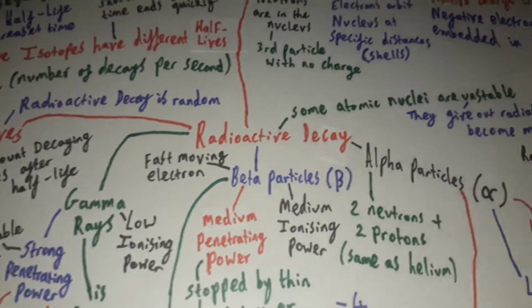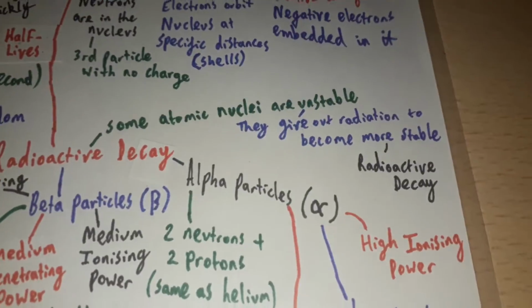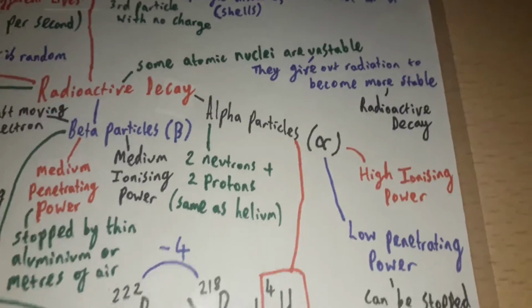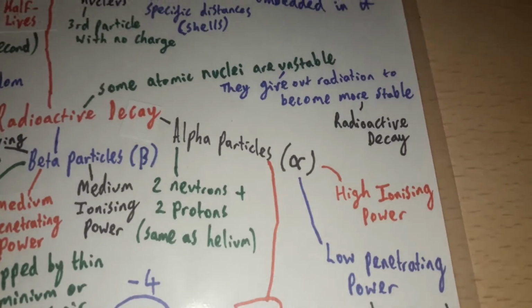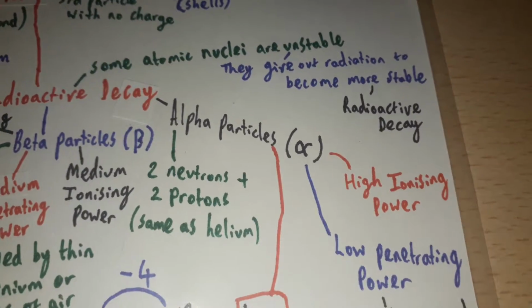There's 3 different types, but first let's look at alpha particles. Alpha particles have a high ionizing power, which means they're very dangerous and can do a lot of damage to things like the human body.